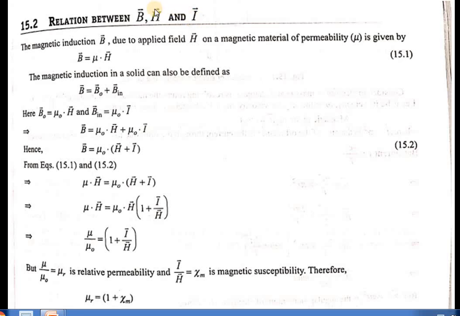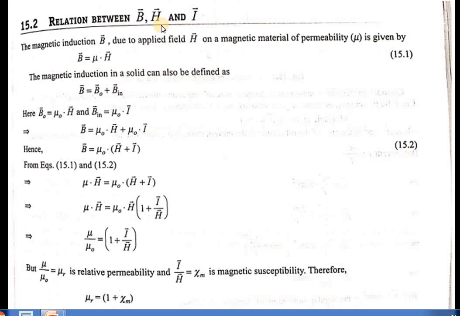B is defined as the force experienced by a unit north pole when it is placed at a point in the magnetic field, known as magnetic induction. It can also be defined as the number of lines of force passing normally through unit area of a magnetic material.